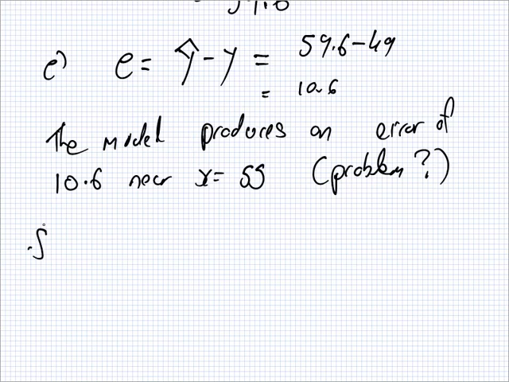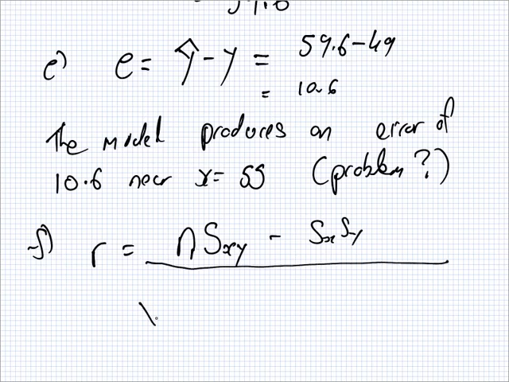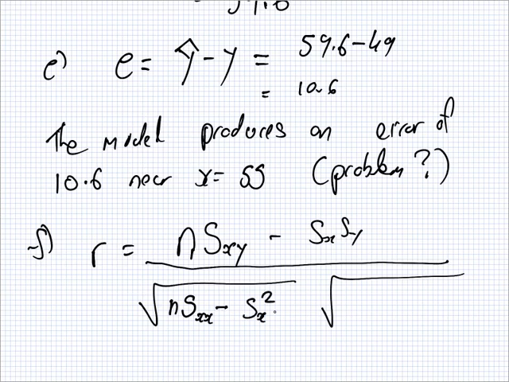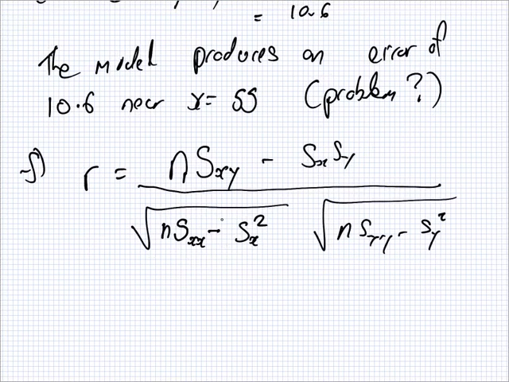Now let's see if I remember this one for the correlation. It's n Sxy minus SxSy, over the square root of n Sxx minus Sx squared, times the square root of n Syy minus Sy squared. Okay. So let's see what we get for this then.